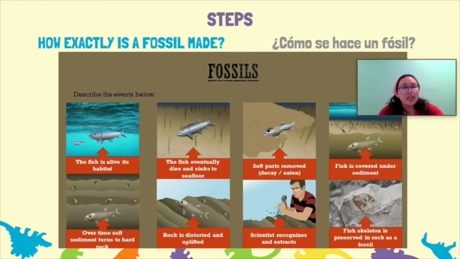And then the fish is covered under sediment, which is a thin, very fine type of dirt. Over time, the sediment turns into hard rock. And then the rock is distorted and uplifted. This can happen from an earthquake, or maybe the lake dried out. And then finally, a scientist comes along and recognizes it, says, that's a fossil, and extracts it. And finally finds that the fish skeleton is preserved in a rock, it's hard now, as a fossil.